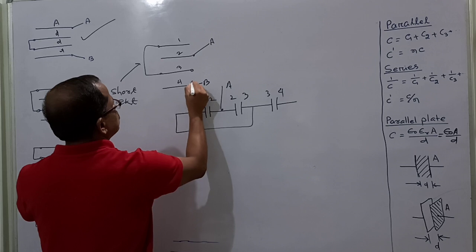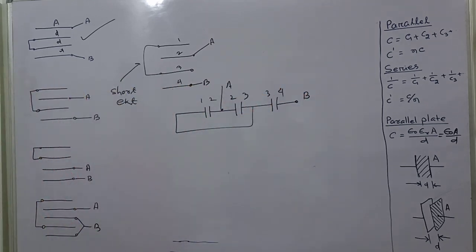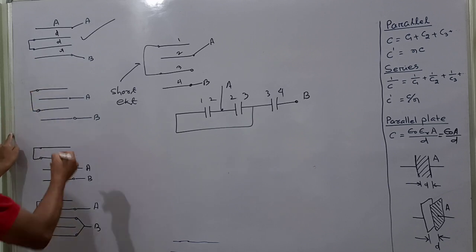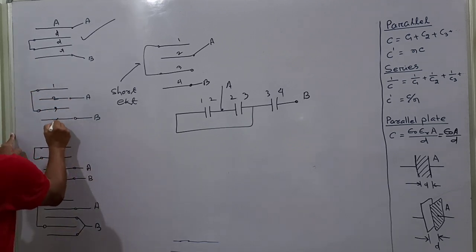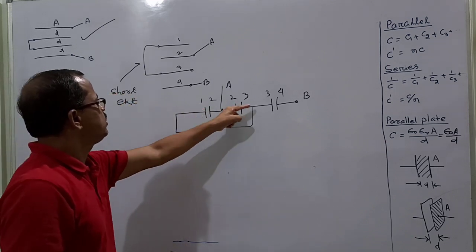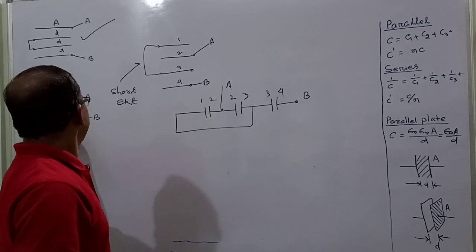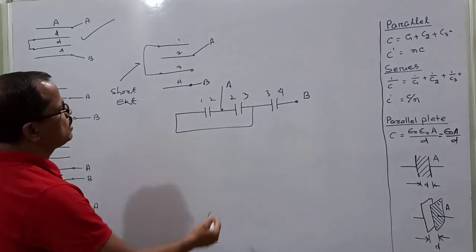Okay, there is a mistake. So now this point is B. So 1 and 3, this is 1, 2, 3, 4. So 1 and 3 are short circuited. Then A is plate 2, then B is plate 4. Now this is the connection.